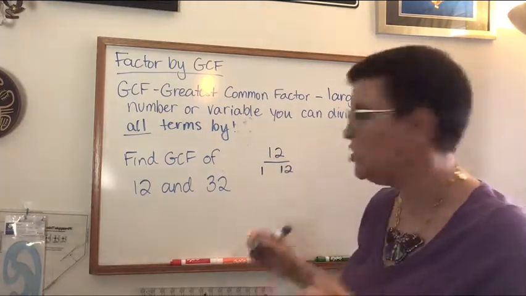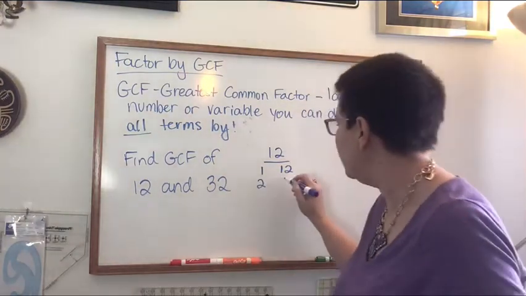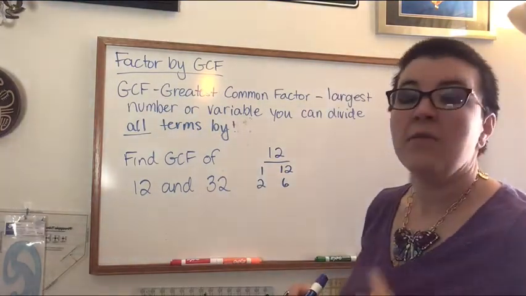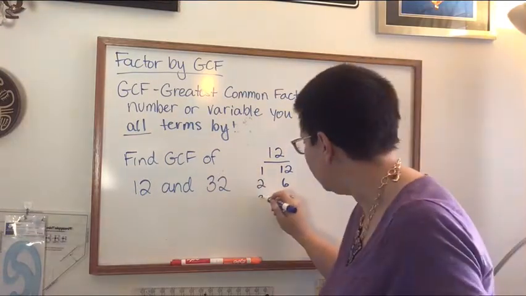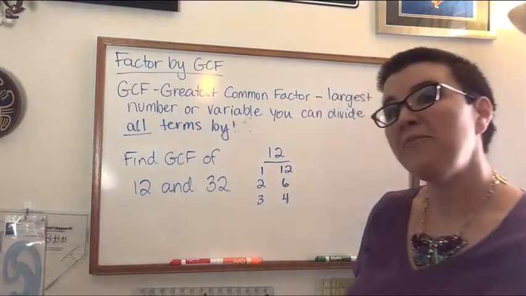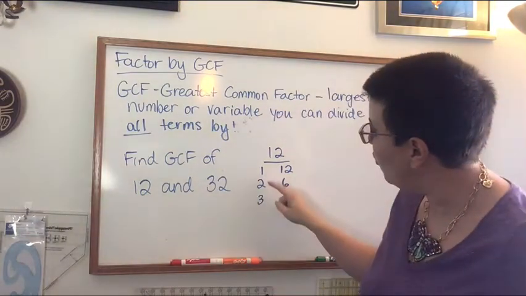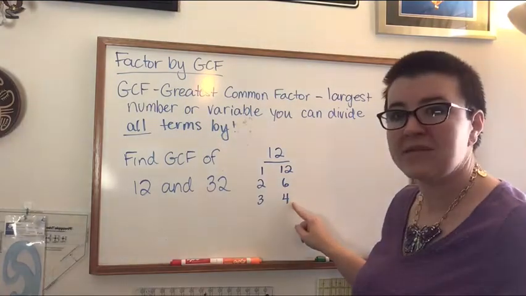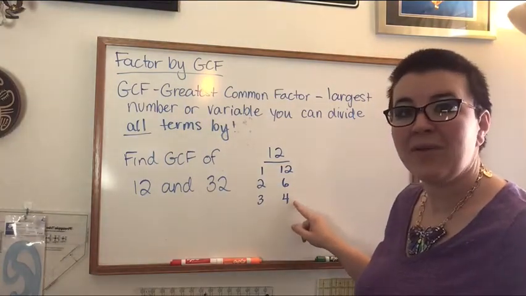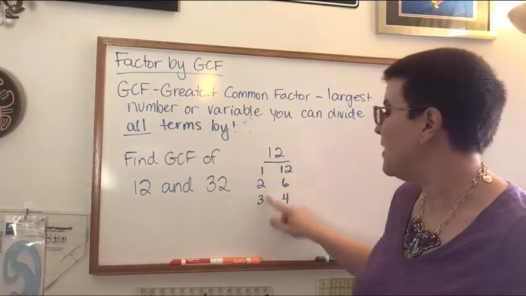Then I go up to 2. 2 goes into 12 6 times. Then I check 3. Does 3 go into 12? It does. 3 goes into 12 4 times. And now I'm finished because notice I go 1, 2, 3, and the 4 is in my second column. So if there'd been anything bigger than 4, I would have already found it because I went in order.